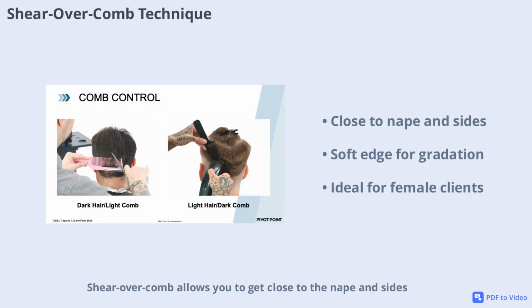Shear overcomb allows you to get close to the nape and sides, creating well-defined contoured shapes. It's generally used to create gradation in various tapered shapes, cut straight to curly textures, and produce a softer edge than clipper overcomb. This technique is also ideal for tapered looks on female clients and results in subtle mobility for short hair. We'll explore how to execute this method for different hair types and desired outcomes.